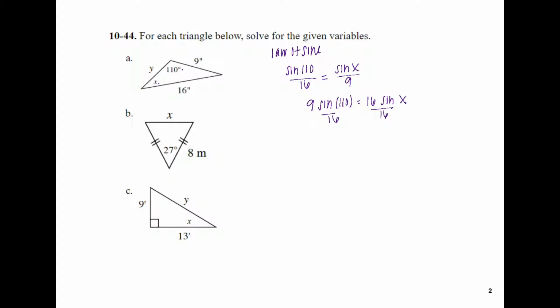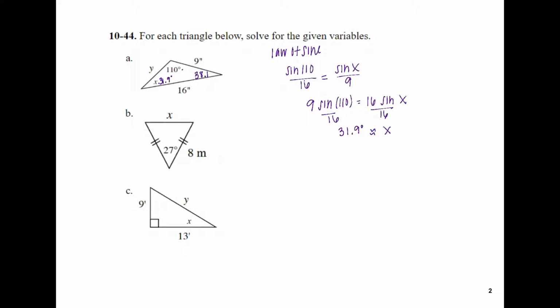So 9 times the sine of 110 equals 16 times the sine of x, divided by 16. We're looking for the angles, so remember we need to use the inverse sine. That tells us that x is approximately 31.9 degrees. We then can figure out our missing angle by taking 180 and subtracting 31.9 and 110. So our missing angle is about 38.1.